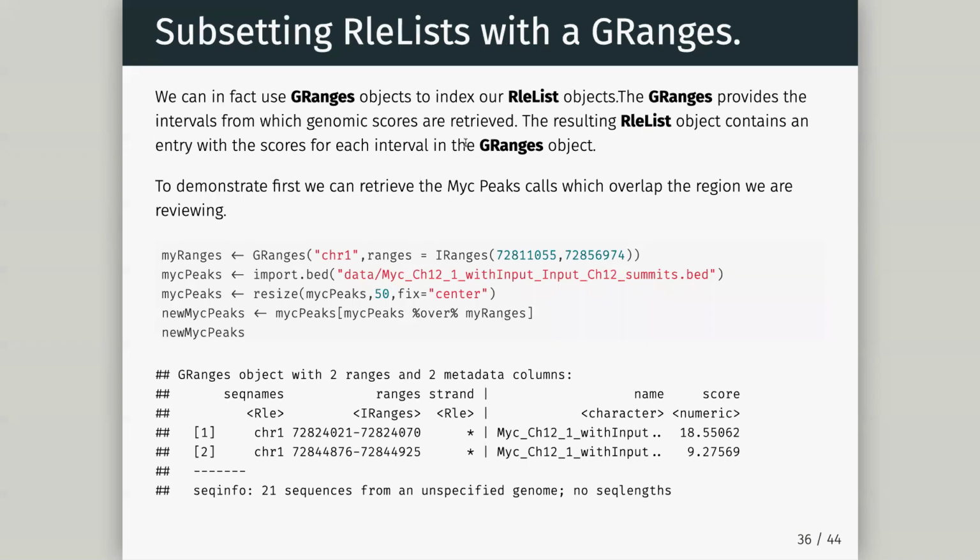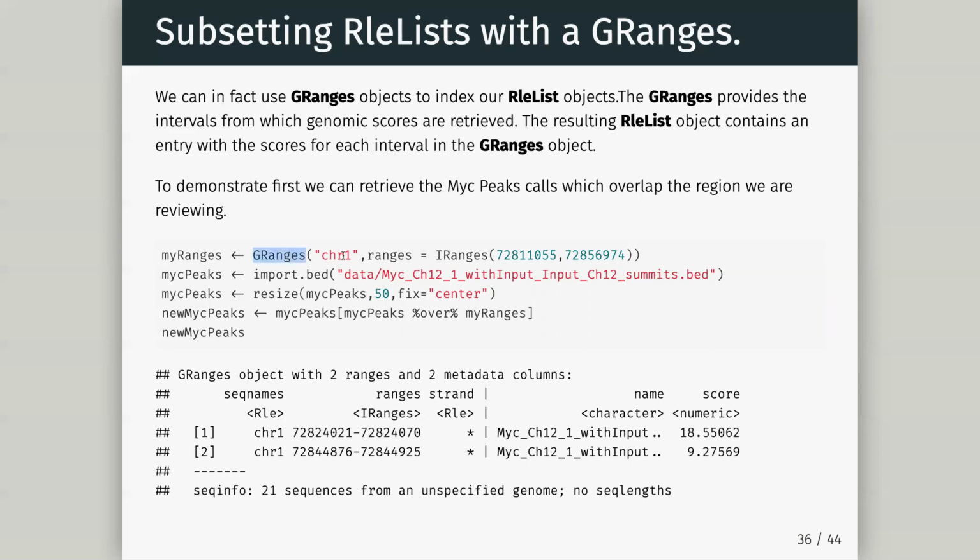I have to use GRanges then to also index our RLE list objects. So the GRanges will provide the intervals from which genomic scores are retrieved, and the resulting RLE objects contain an entry with the score for each interval in the GRanges object. So let's actually try and put this in action.